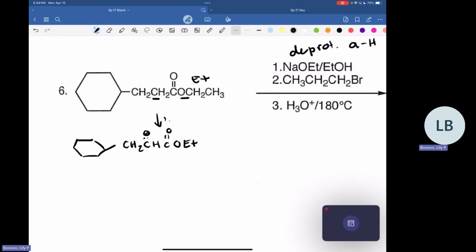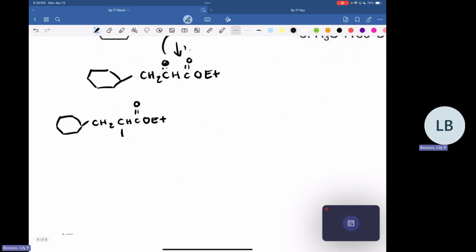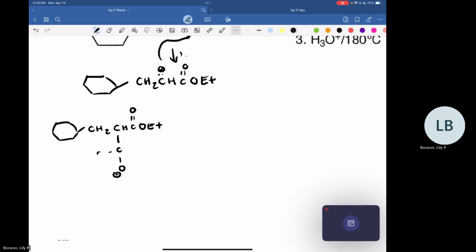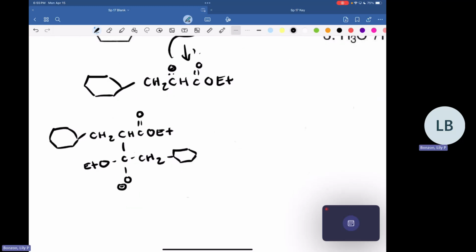And the reason for that is this very reactive carbanion is actually going to attack itself before we do anything with it. So this one is kind of a lengthy question, but we've got our first equivalent, and then this attacks. We've got OEt. Okay, all right.